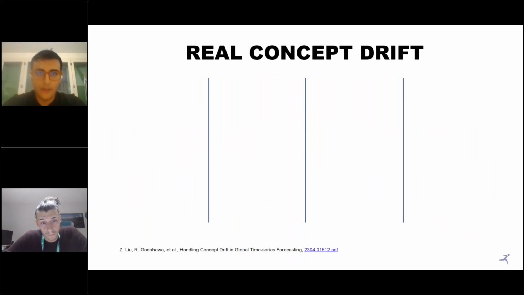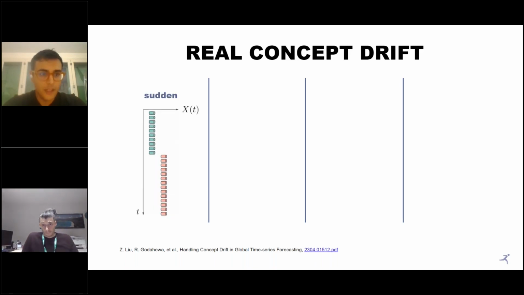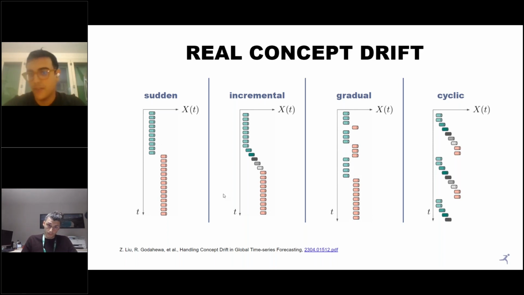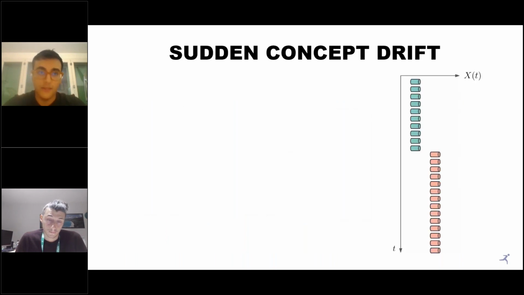So in the realm of real concept drift, what are the different forms that we can find or encounter? So we start from sudden concept drift, incremental concept drift, gradual concept drift, and finally recurrent or cycling concept drift. So as you can see here from these figures, it's quite easy at the conceptual level to understand what they're all about, but we will go through them one by one in more detail.